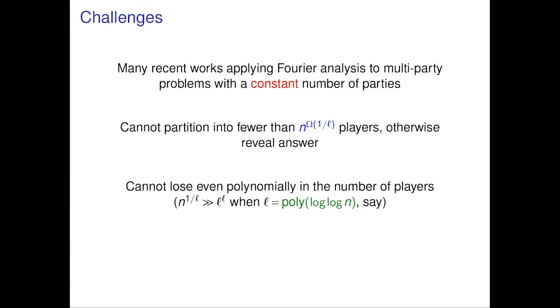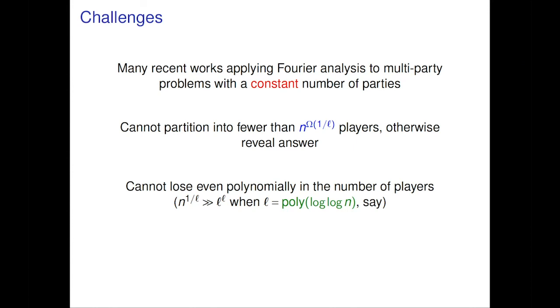One can note, however, that in streaming cycles, it is not possible to partition the stream into fewer than n to the omega(1/L) players. So you do need a large, say polynomially large, number of players if L is constant. Otherwise, just one of the players will know the entire cycle and will know the answer.